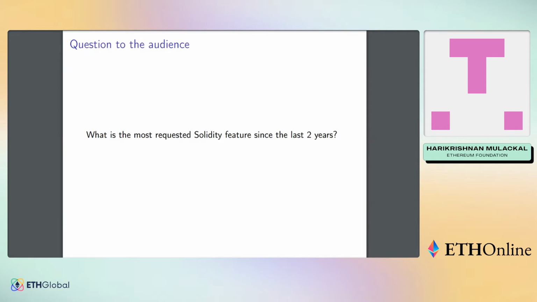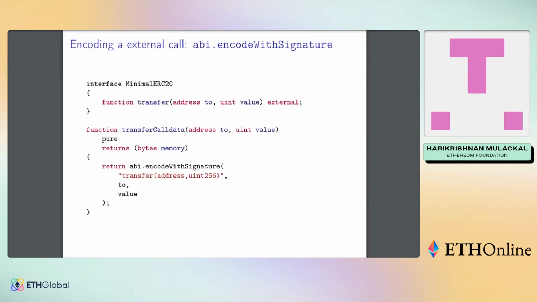Until then, let's forget about it and talk about the next thing, which is a very simple way to do something in Solidity. So typically, you have an interface. Here it is an ERC20 interface that only has a single function, transfer, because that's all you want in this case. You want to encode a call. So how do you do this usually?